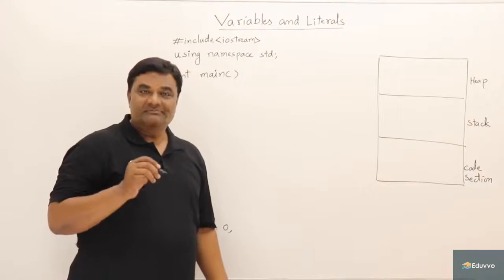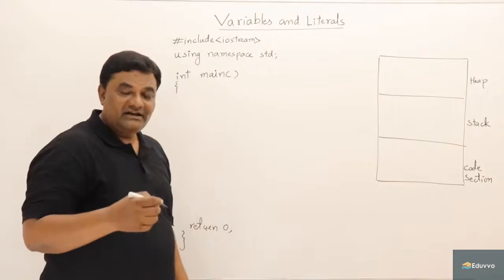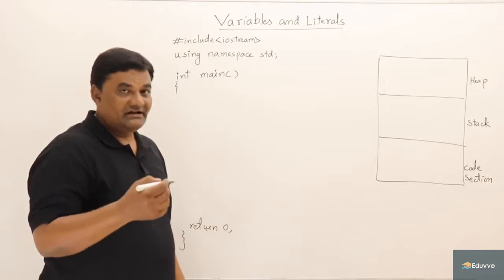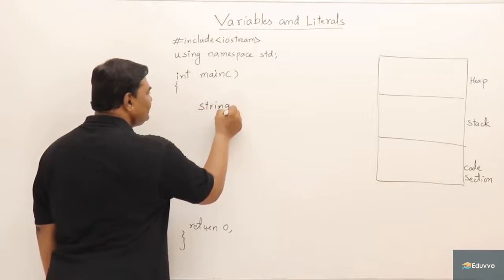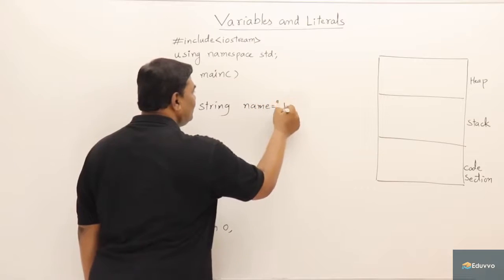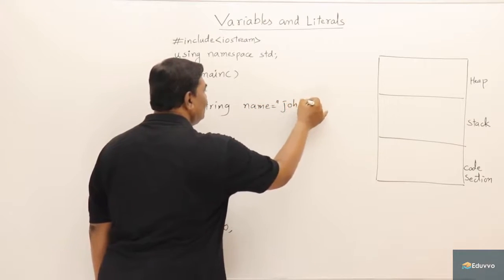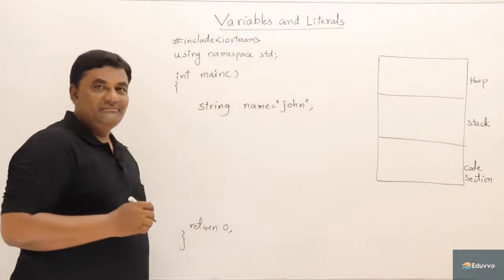See, string is not a primitive data type, but it is a class provided by C++, and you can create variables. They are called objects. So string, this is small letter, name John. So this is given in double quotes. So string literals should be given in double quotes.